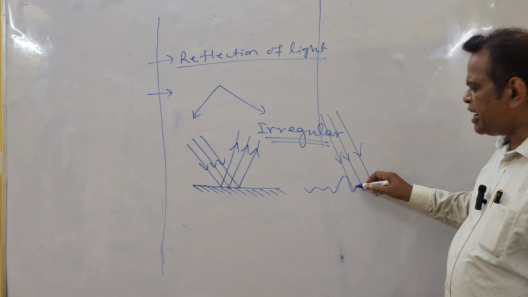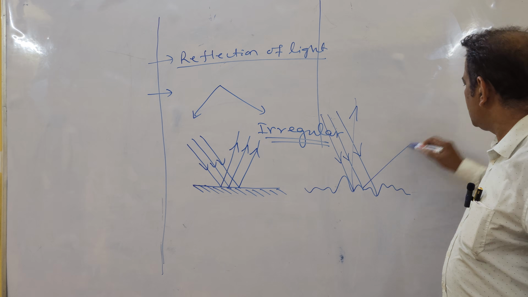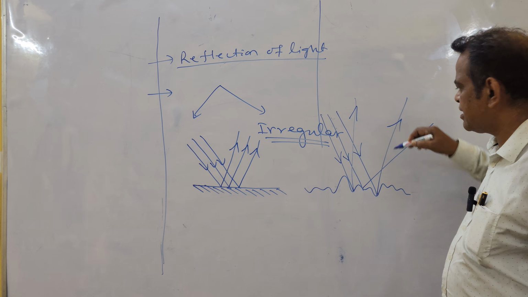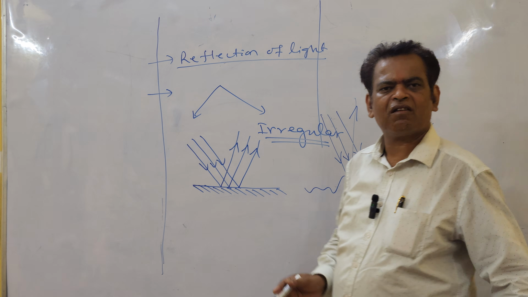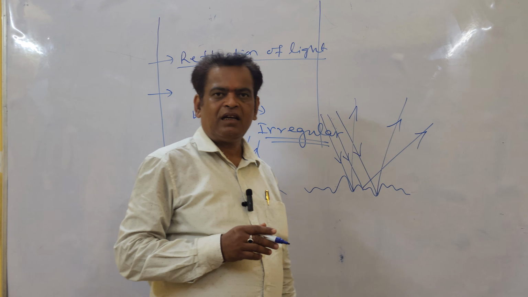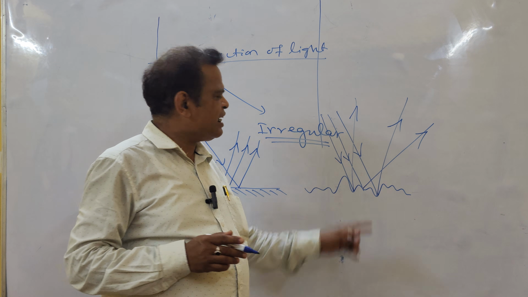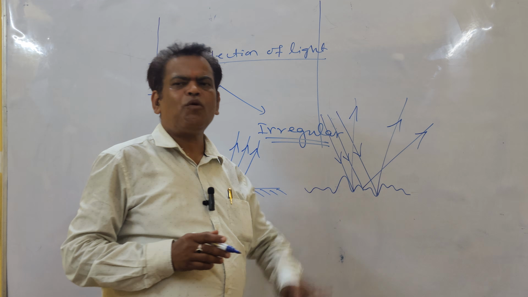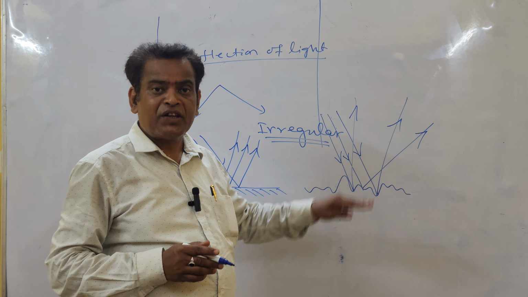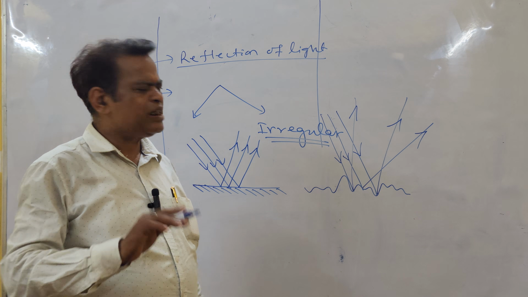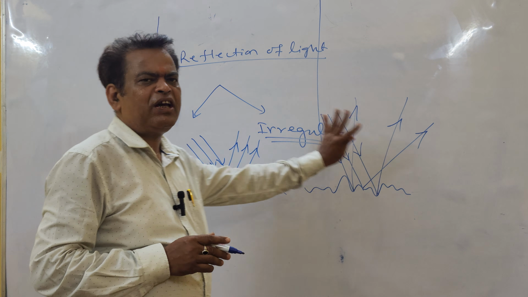Now, after striking the surface of the wall, this ray is moving towards this, and this ray is moving towards this, and this ray is moving towards this. It is found that these three reflected rays have no fixed direction. But in case of regular reflection, the reflected rays have a fixed direction. In case of irregular reflection, the reflected rays have no fixed direction. Why? Because the reflecting surface, where the reflection is taking place, is not smooth. It is full of irregular shapes. So anyhow, this is regular reflection, and this is irregular reflection.